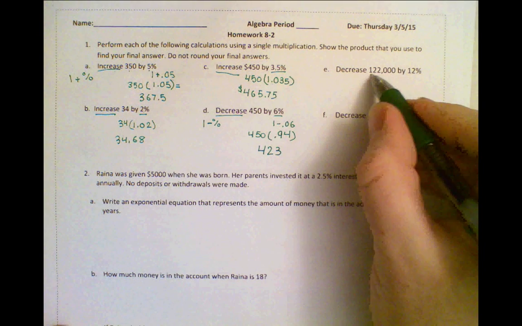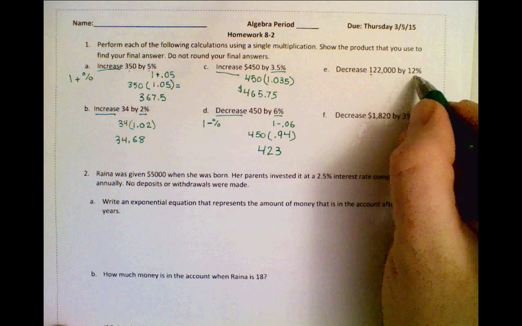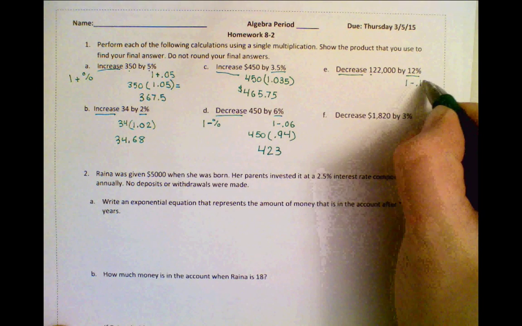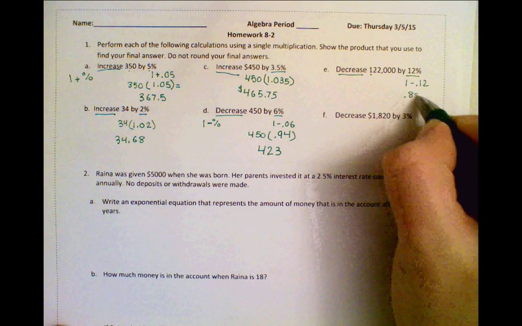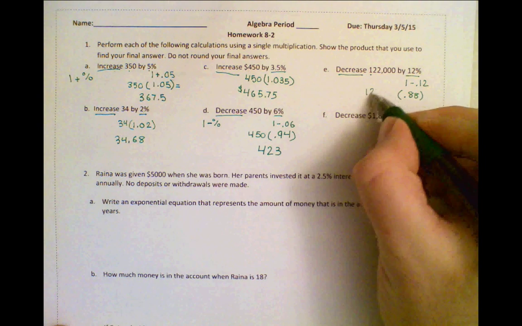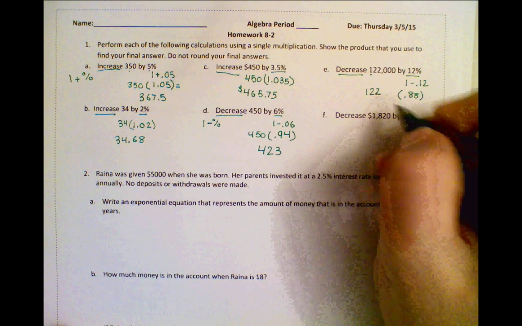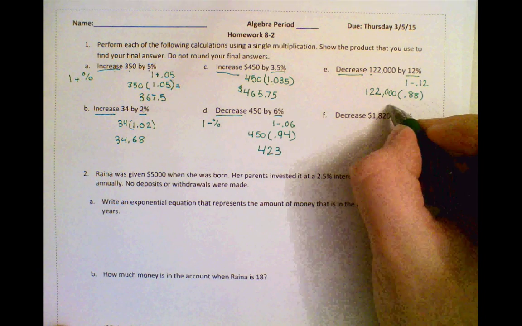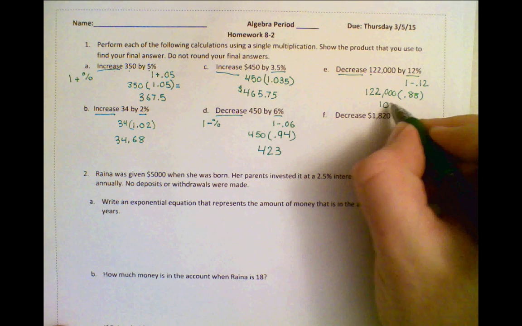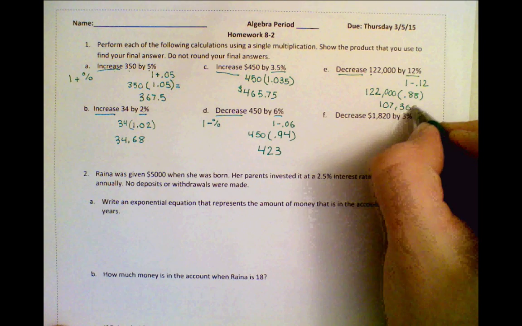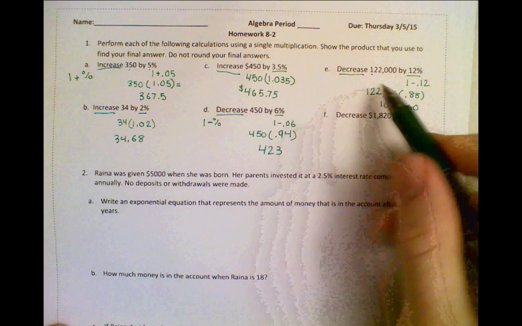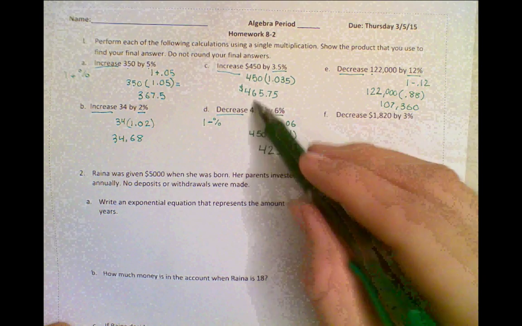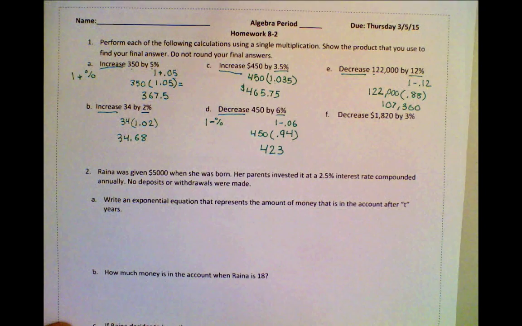Decreasing 122,000 by 12%. Okay. So we're decreasing, we're going to do 1 minus 0.12, which gives us 0.88. So 122,000 times 0.88 is 107,360. Now remember, in both these cases, when we're doing decreasing, the number is getting smaller than the original. In the increases, they got bigger.